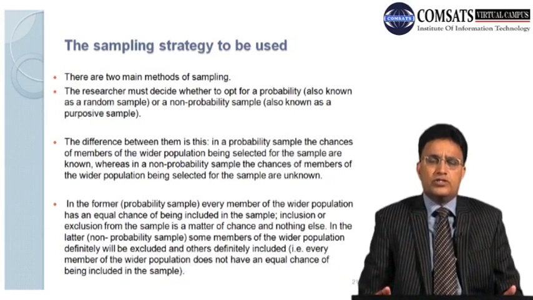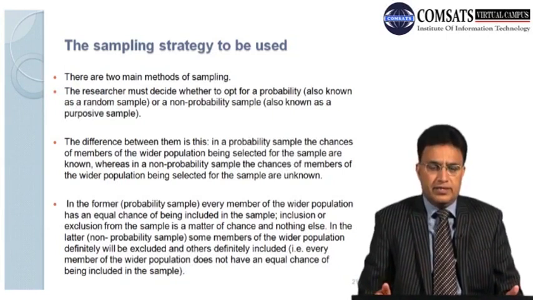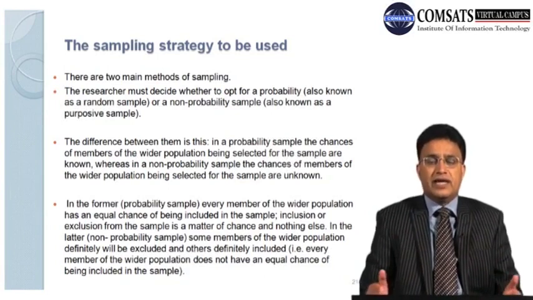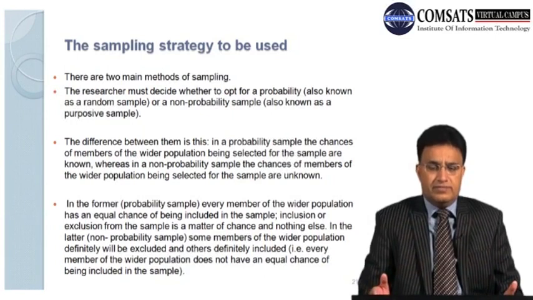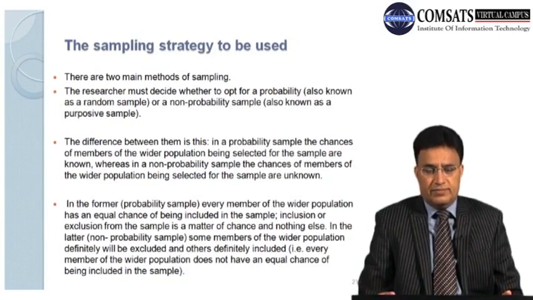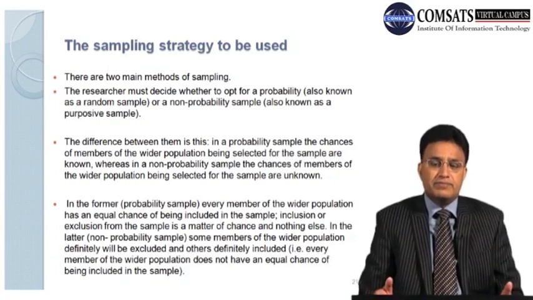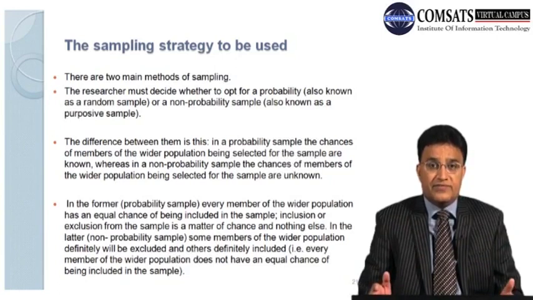So research literature on sampling identifies two main methods of sampling, two main categories of sampling. And the researcher must decide whether to opt for one of them. So one is a probability, also known as a random sample, or a non-probability, also known as a purposive sample. So we'll discuss them one by one, and their different forms.